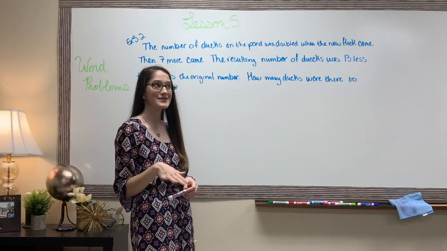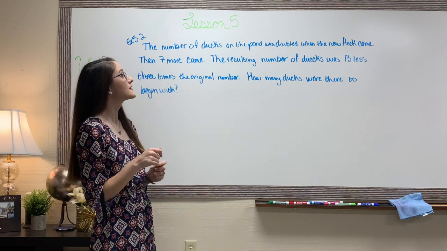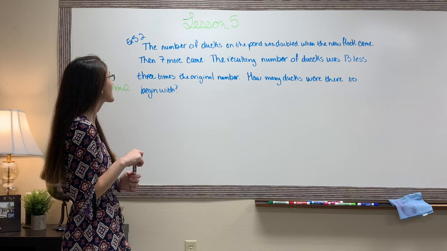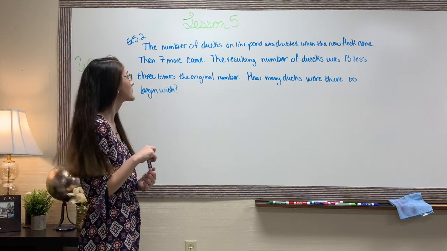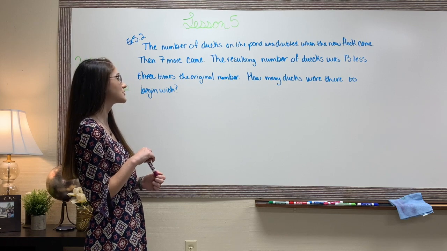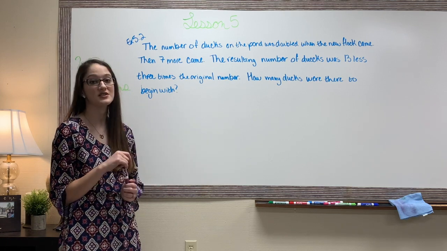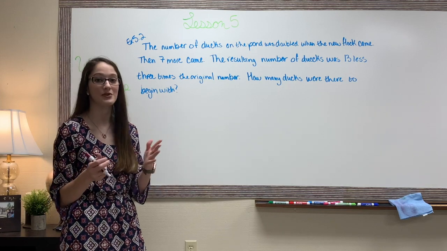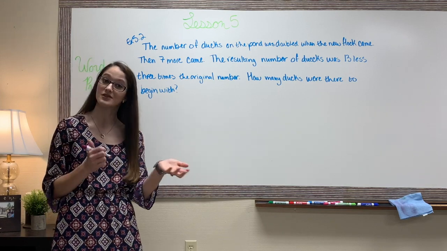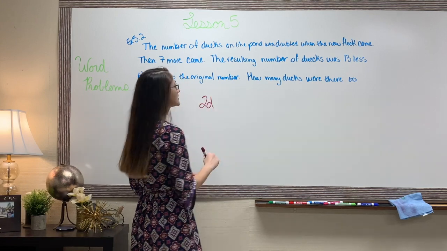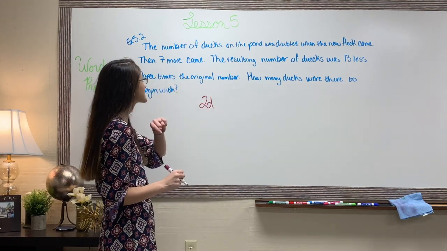Okay, so our next example is the number of ducks on the pond was doubled when a new flock came. Then 7 more came. The resulting number of ducks was 13 less than 3 times the original number. How many ducks were there to begin with? So the number of ducks on the pond was doubled. So I'm going to use D since we're talking about ducks, and it was doubled. So that's times 2. So 2D. Then 7 more came.